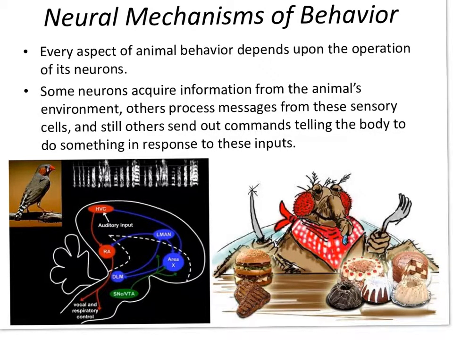So in terms of animals, the only animals that don't have any sort of nervous system at all are sponges. But everything else has at least a rudimentary nervous system, whether it's a neural net like sea anemones and jellyfish, all the way up to vertebrates. Some neurons acquire information from the animal's environment. Others process those messages from these sensory cells. And still others send out commands telling the body to do something in response to these inputs.